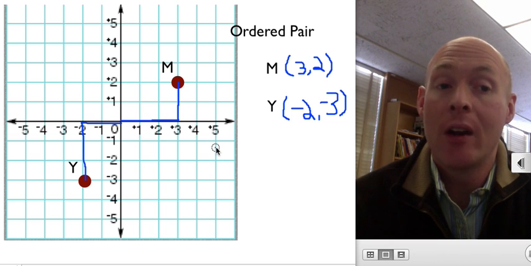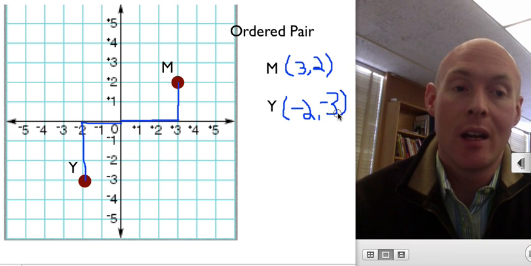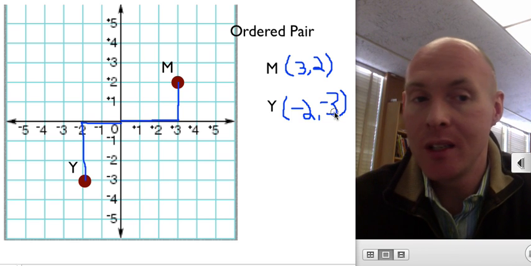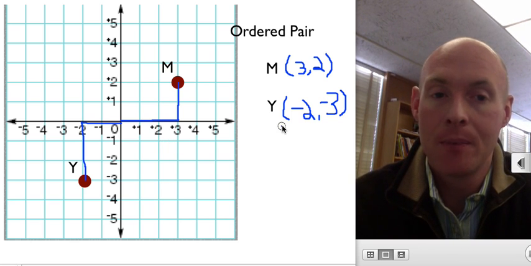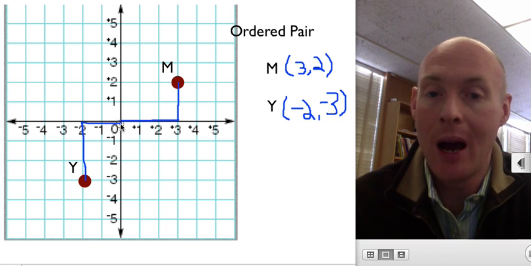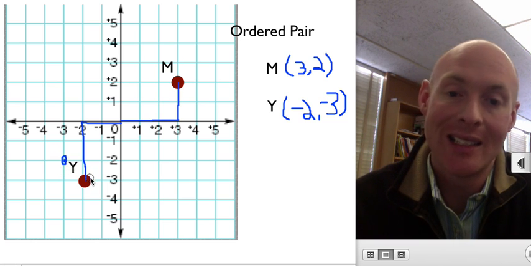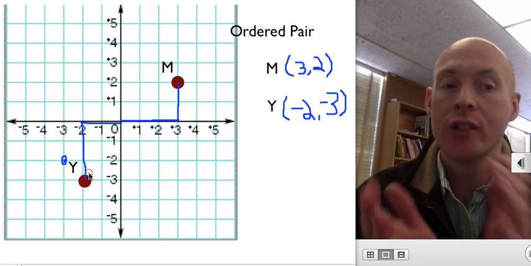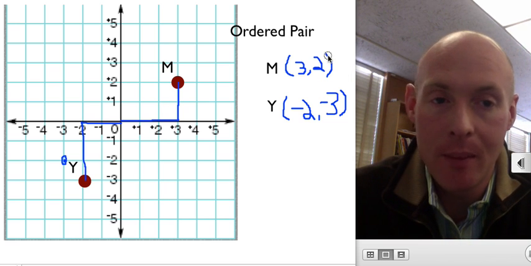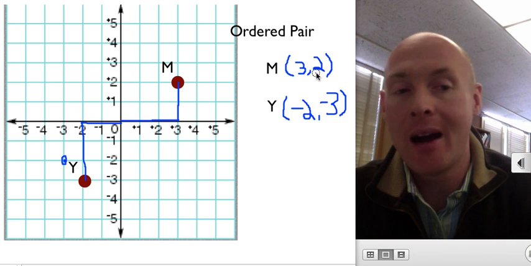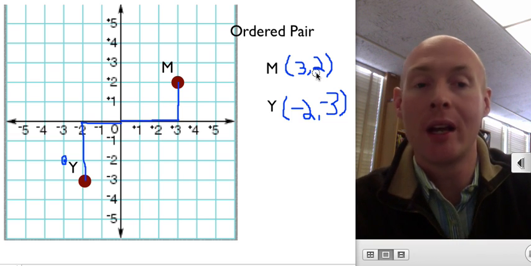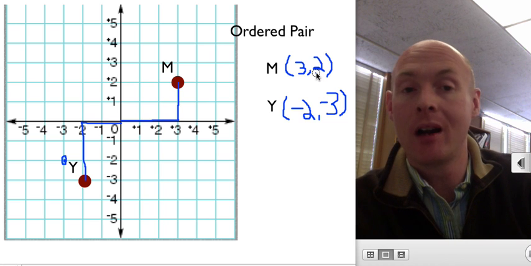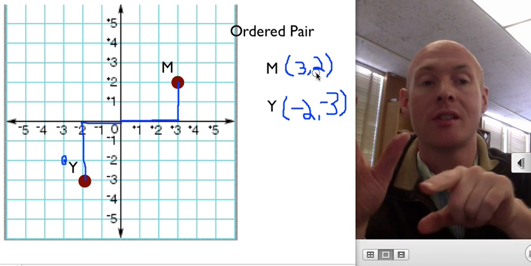You'll notice that it is very important that you put the x before the y, because if you didn't, it would lead you to a totally different spot. For example, if I did negative 3 x, negative 2 y, that would bring me to negative 3, negative 2, which you'll notice is not where y is. Y is here at negative 2, negative 3. Also, when you write ordered pairs, notice how I did put them in parentheses separated by a comma. That is the correct way to write an ordered pair, and when you write an ordered pair, I do expect it to be in parentheses separated by a comma.